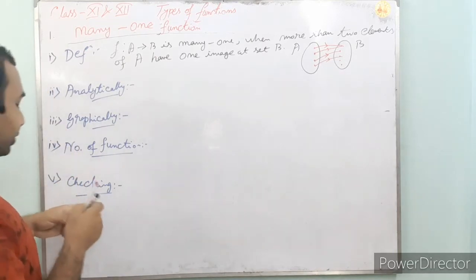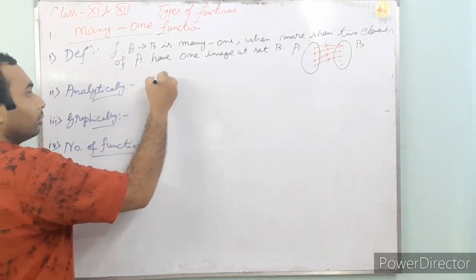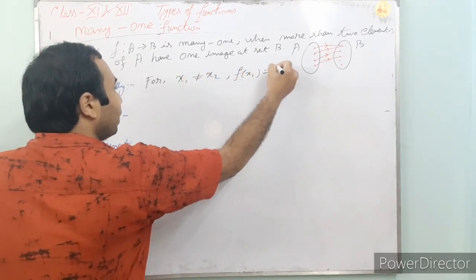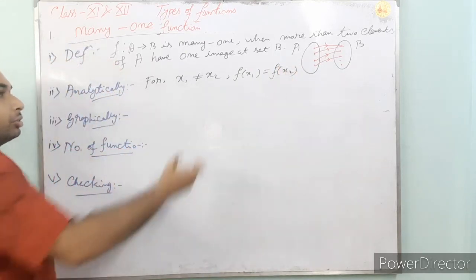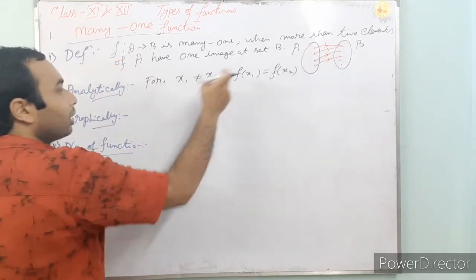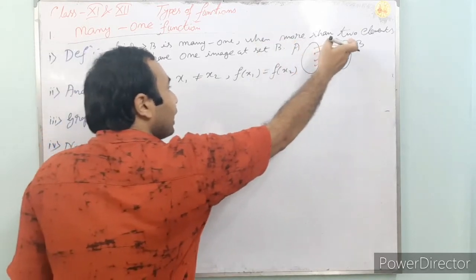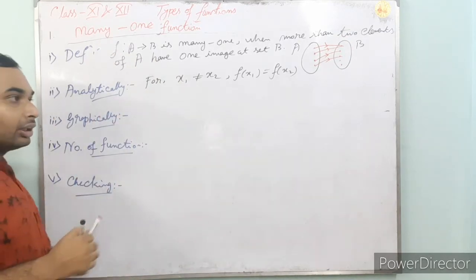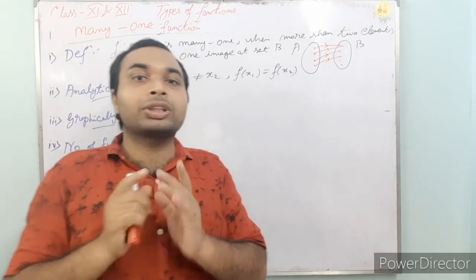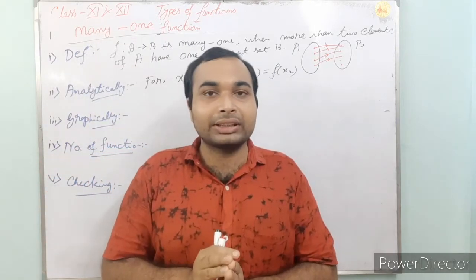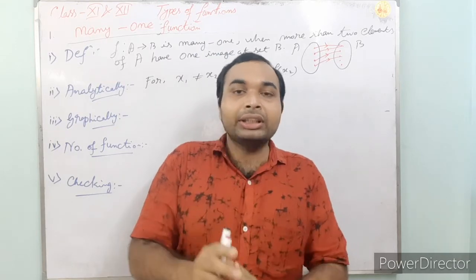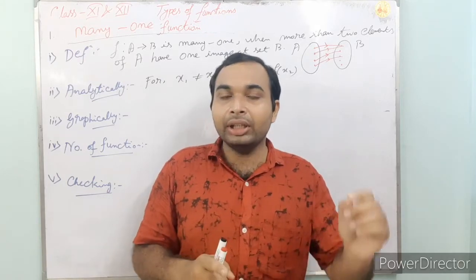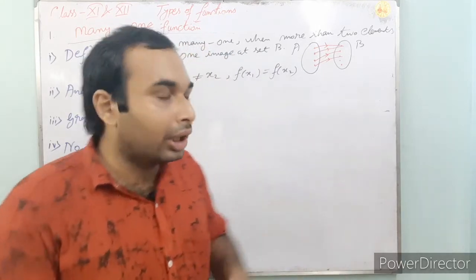Now the analytical definition. Here for x1 not equals to x2, we can say f of x1 will be equal to f of x2. That means two different elements, x1 and x2, are associating with one element of the set B. Graphical representation, same thing. If we can draw one line parallel to the x-axis that will intersect the graph of the function at more than one point, then that can be called a many to one function.